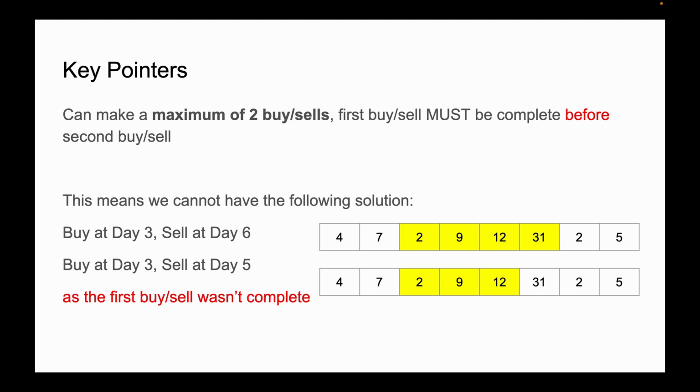You can note that you can make a maximum of 2 buy-sells, and the first buy-sell must be completed before the second buy-sell has been initiated. This means that we cannot have the following solution, where we buy on day 3 and sell on day 6, and also buy on day 3 and sell on day 5. This is not allowed, as the second buy-sell starts before the first buy-sell has been completed.